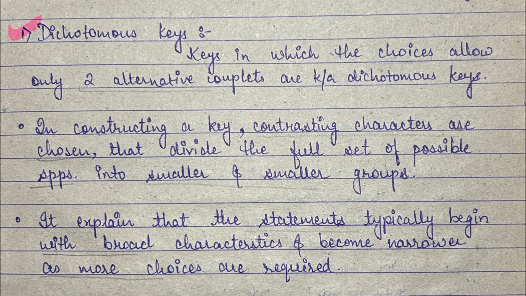Let's start with the dichotomous key, in which the choices allow only two alternatives, couplets, known as dichotomous keys. In constructing a key, contrasting characters are chosen that divide the full set of possible species into smaller and smaller groups. The statements typically begin with broad characteristics and become narrower as more choices are required.